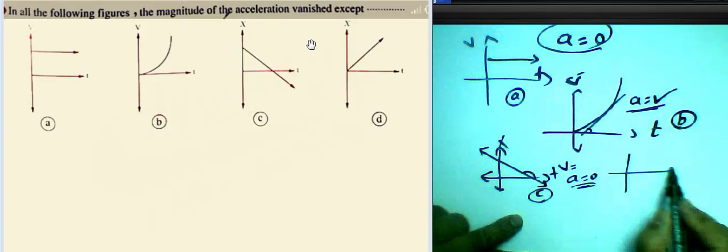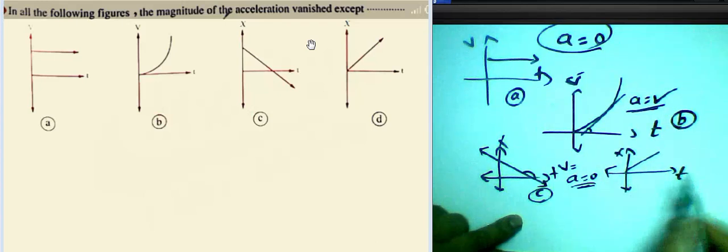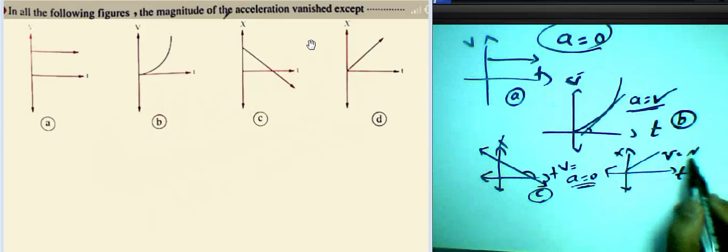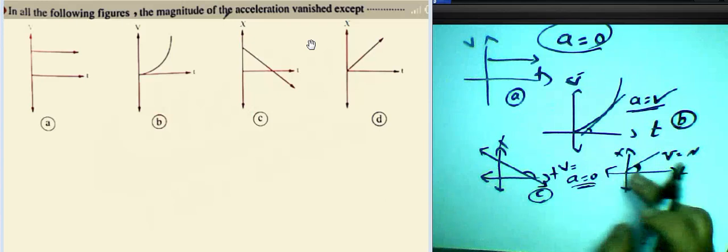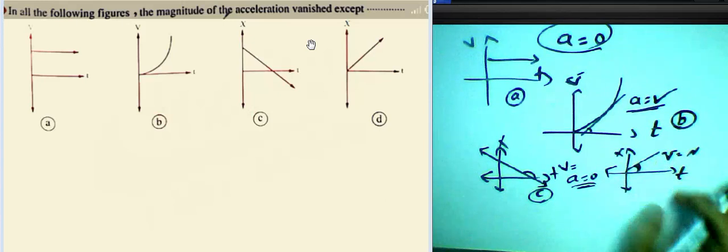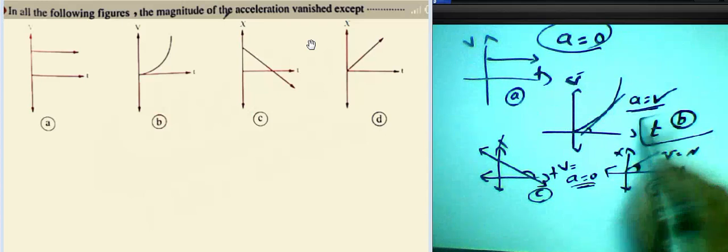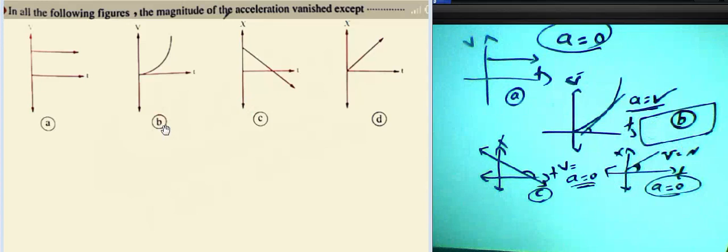Look at letter D here. We have a relation between x and t. So the velocity here will be a number, which means the slope of the relation, or the derivative of the displacement, and we can have acceleration equal to 0. So you must choose letter B. The result of this example will be letter B because we have a result for acceleration.